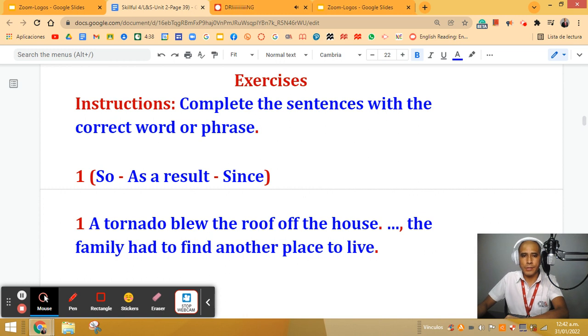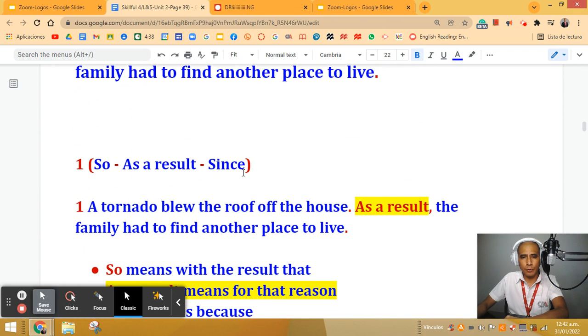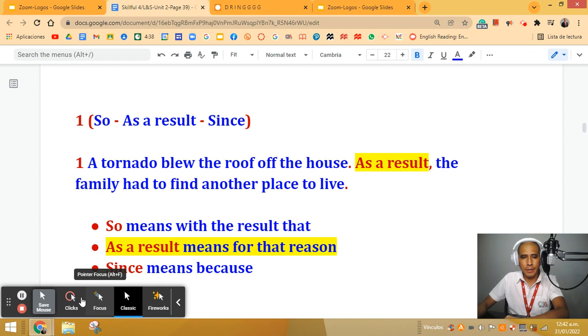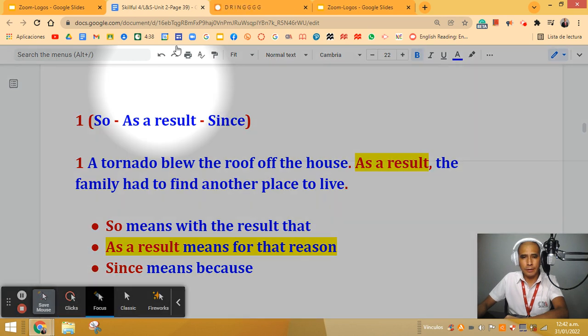All right, time is up. So, let's see what the correct answer is. Here we have number one. In this case, the correct answer is the second option, as a result. So it says, a tornado blew the roof off the house. As a result, the family had to find another place to live.